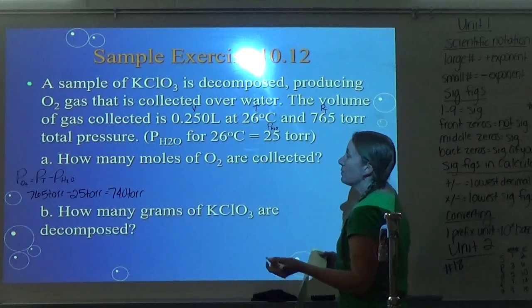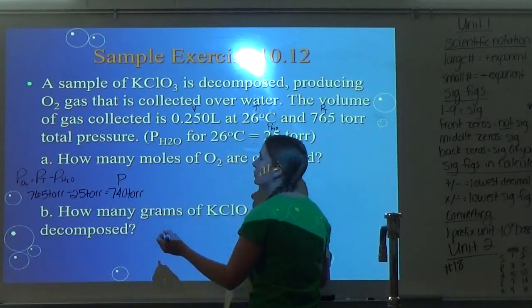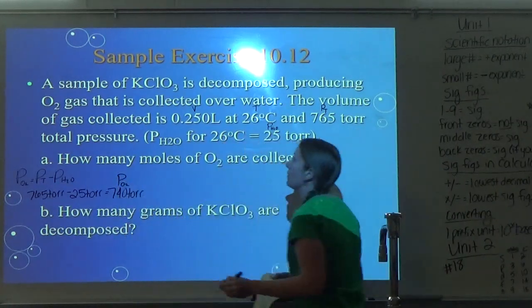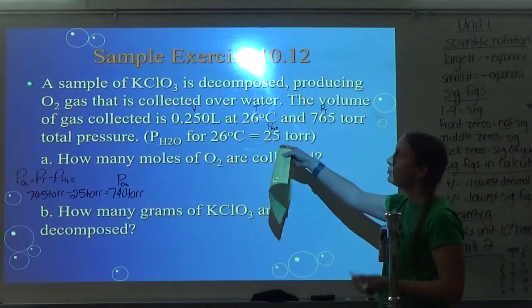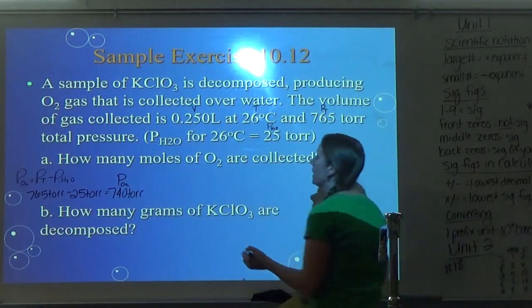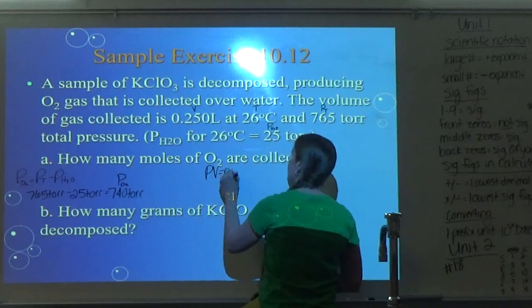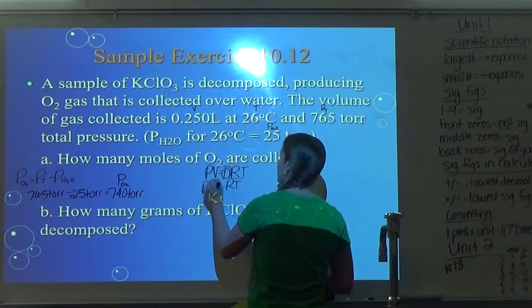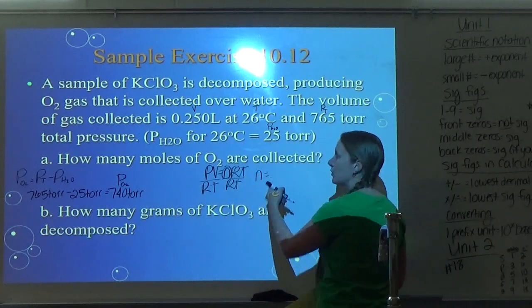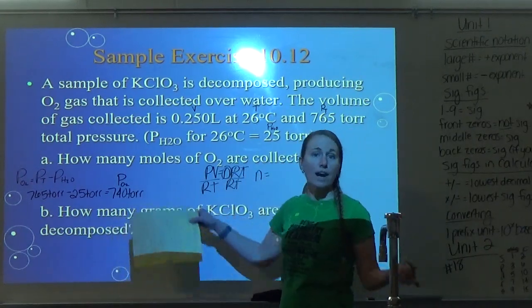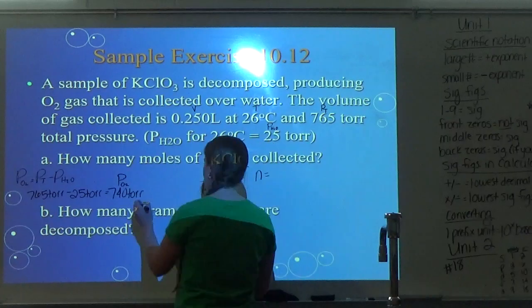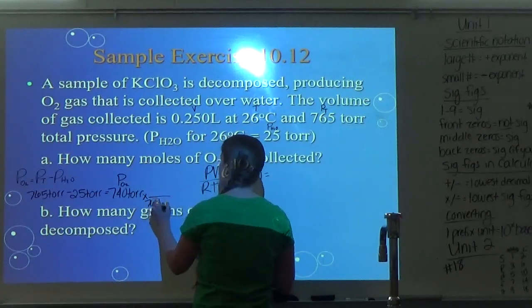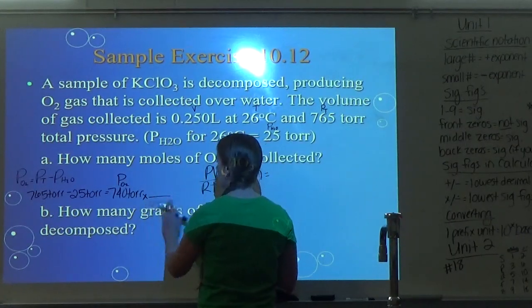So once I have my pressure, this is my pressure now of just the O2. If I'm trying to figure out moles of O2, now I need to use PV equals nRT. I'm solving for n, so I divide both sides by R and T. So n equals pressure. Well, I can't use torr for the ideal gas law, so I need to change it to atm or kilopascals. So 760 torr. Ooh, sorry, that's super sloppy.